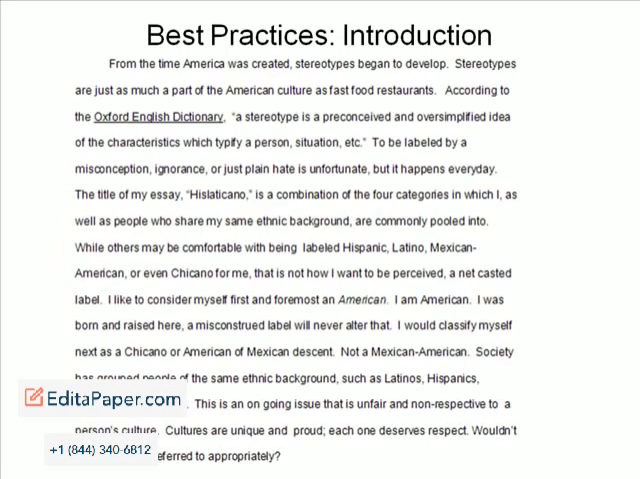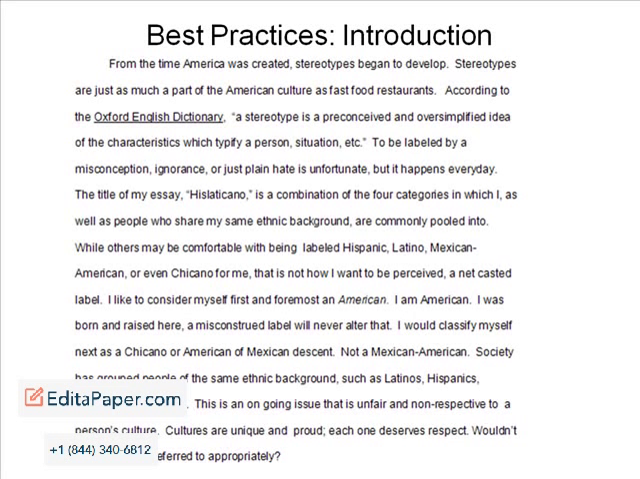Another example of an interesting introduction. "From the time America was created, stereotypes began to develop. Stereotypes are just as much a part of the American culture as fast food restaurants. According to the Oxford English Dictionary..." By the way, it's pleasing to see the student use the Oxford English Dictionary, which is available free online in LCC's library databases, rather than Wikipedia or an encyclopedia or a regular dictionary, which is frowned upon by many of the teachers who read portfolios.